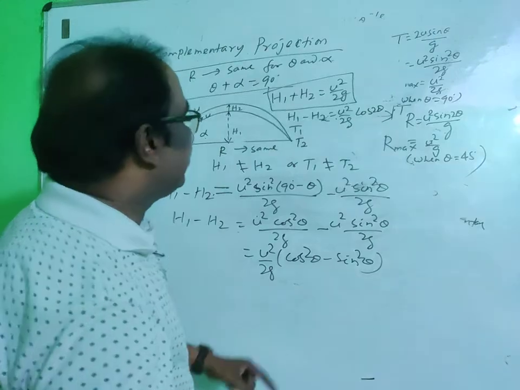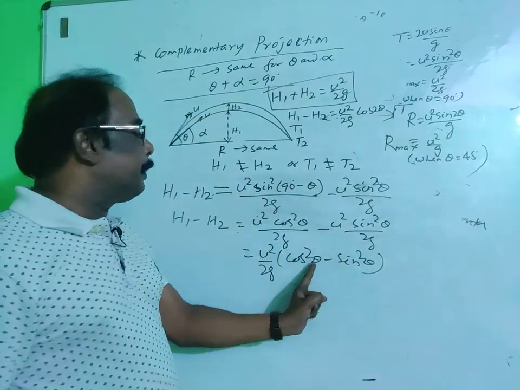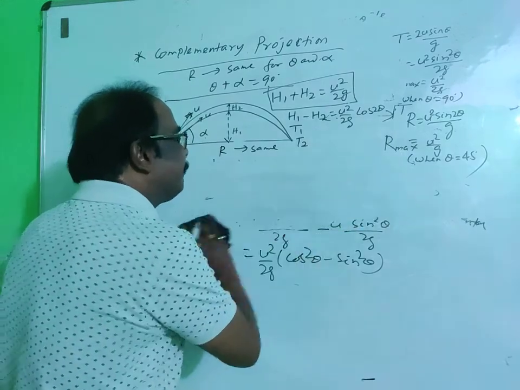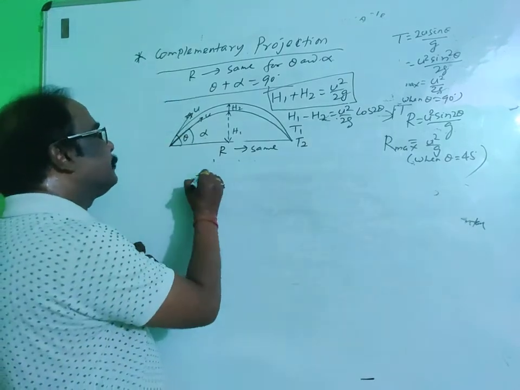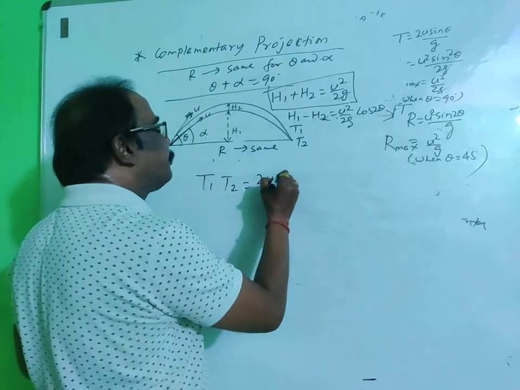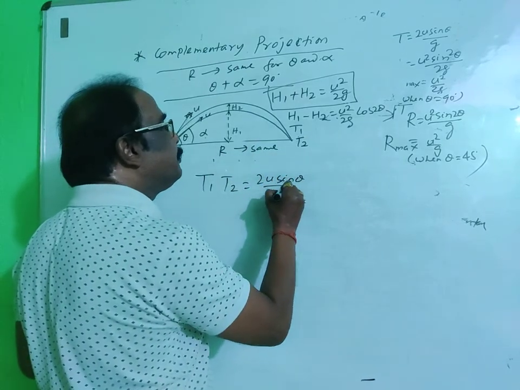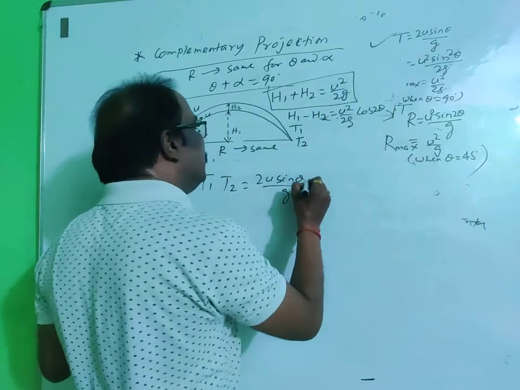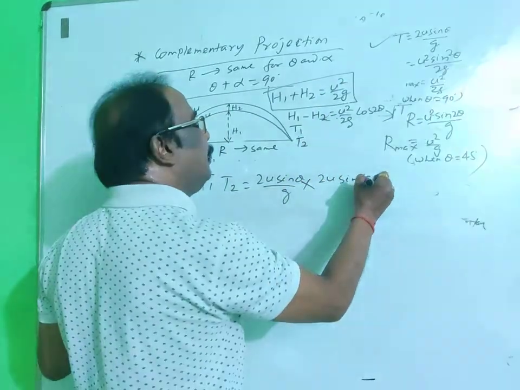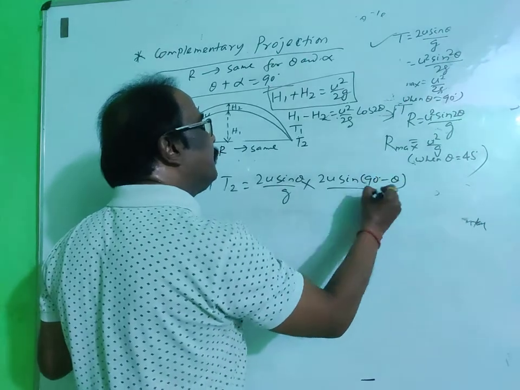Thus, the difference in height is u square by 2g into cos square theta minus sin square theta, which is cos 2 theta. Then, the product of time periods t1 into t2. In place of t1, you write 2u sin theta by g. This is the formula. In place of t2, you write 2u sin (90 minus theta) by g.